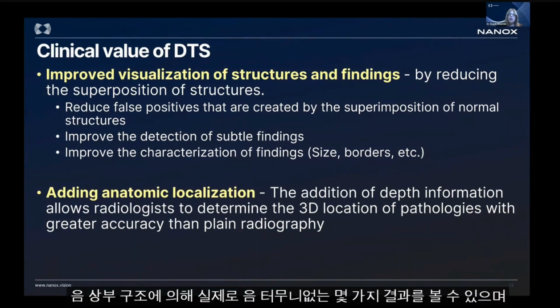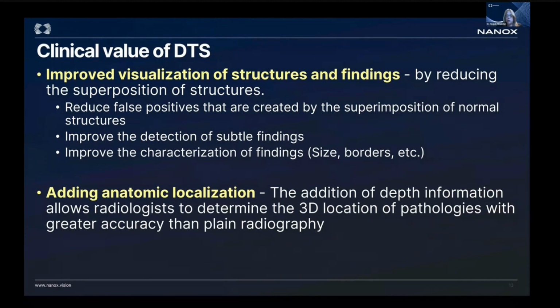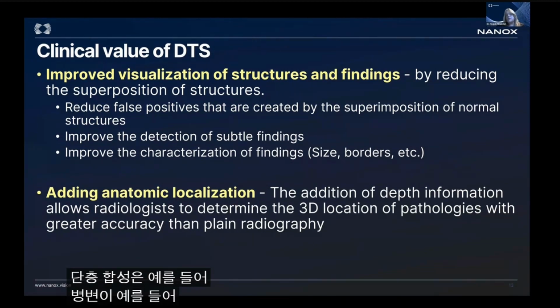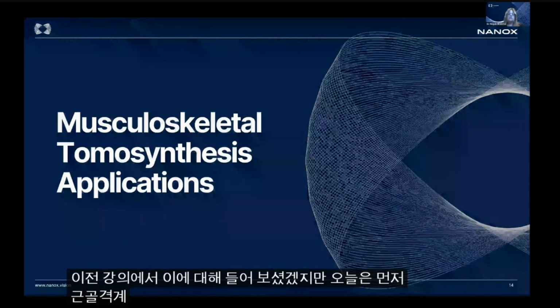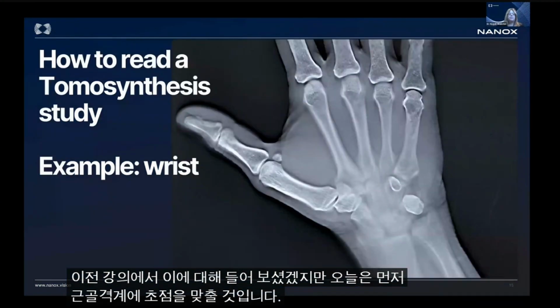We can characterize findings better, and also tomosynthesis helps us to see better the anatomic location of findings. For example, if a lesion in the lung is on the skin or in the rib or in the lung, in the anterior lung, posterior lung, and I'm sure you've heard about that in the prior lecture. But today, we're going to focus on the musculoskeletal system.